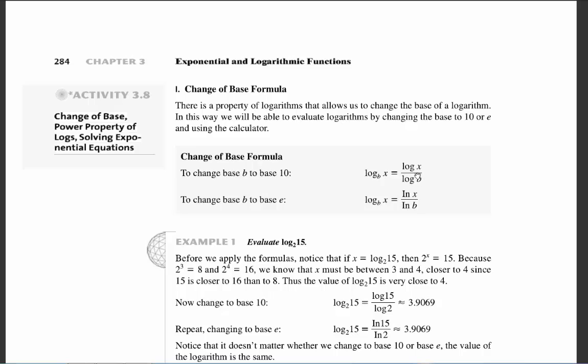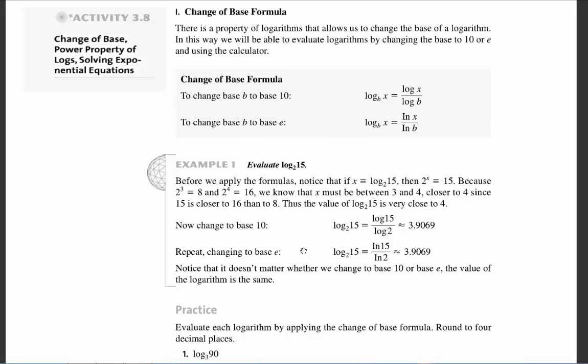Remember, if there's no number or subscript after the log, we can assume it's in base 10. We can also change it to base e. So if we have log base b of x, we can write the natural log base e of x over the natural log base e of b. And again, if there's no subscript next to the ln symbol, we can assume it's in base e.